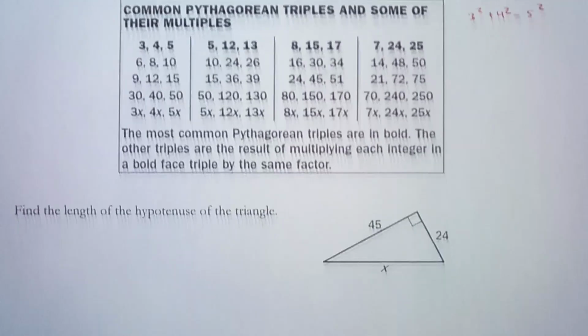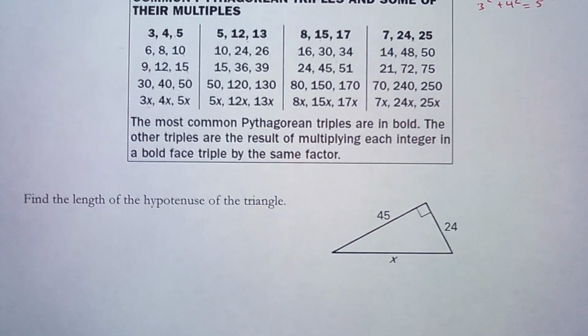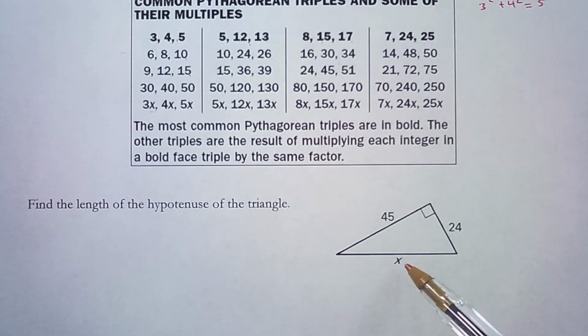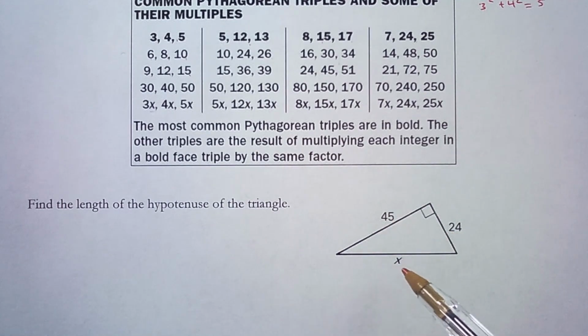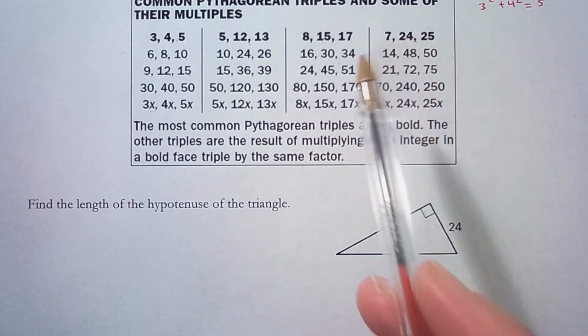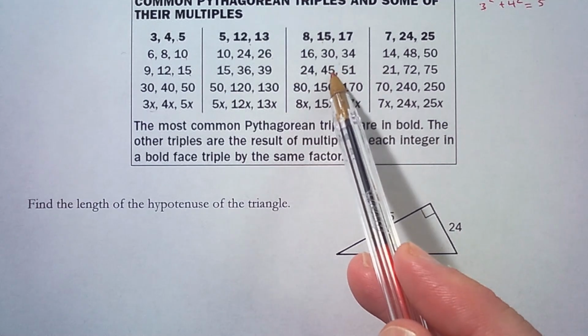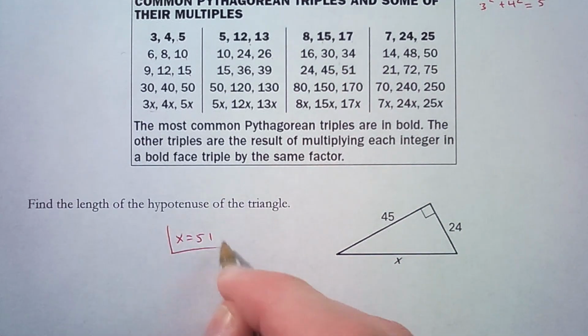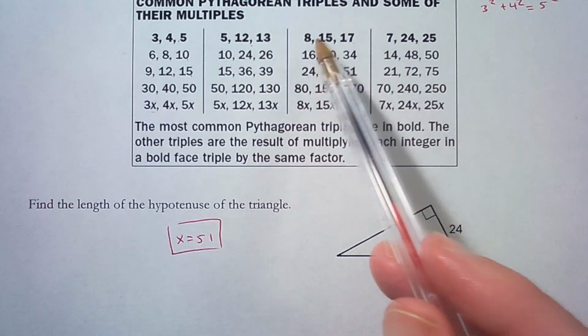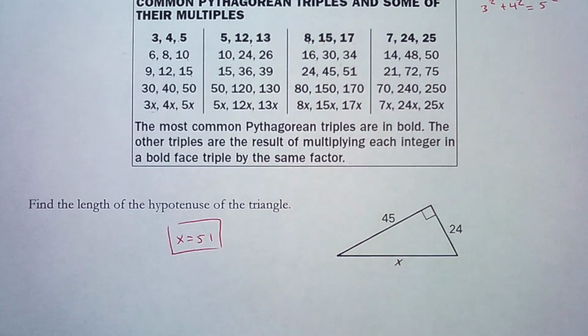So we are going to use a Pythagorean triple to find the length of the hypotenuse of this triangle. So 24, 45, and the hypotenuse. 24, 45 is right here. 24, 45, 51. X is 51. It is a multiple of the 8, 15, 17 triangle.